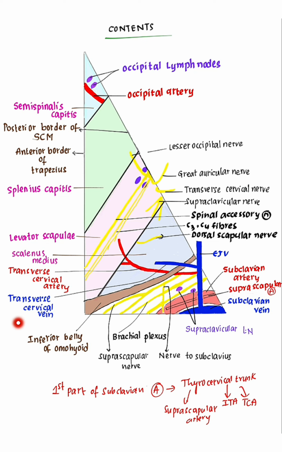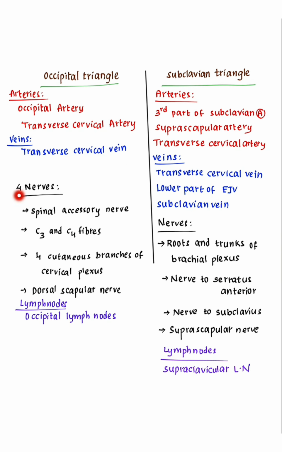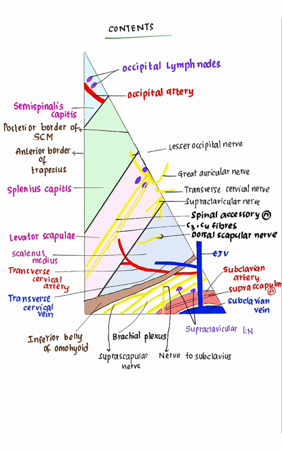Veins: transverse cervical vein. The transverse cervical vein accompanies the transverse cervical artery. It crosses superficial to scalenus medius and drains into the external jugular vein. Next, nerves. Four nerves: spinal accessory nerve, C3 and C4 fibers, four cutaneous branches of the cervical plexus, and dorsal scapular nerve.